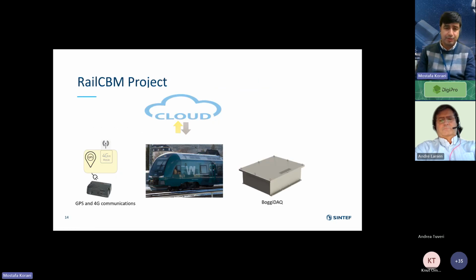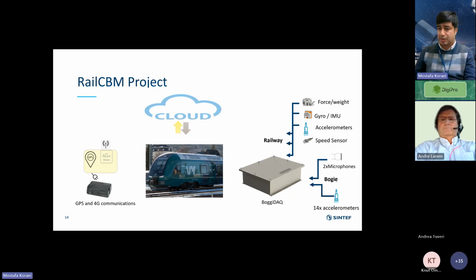But the Rail CBM project that we delivered to Montana was an example of this kind of system. We made a system that was installed on trains and read the data from bogies at almost 300 kilosamples per second with 24 bits from 16 different sensors on each bogie, and then correlated that data with GPS and IMU data, applied some machine learning algorithms on it, and sent the results as the health condition category to the cloud.